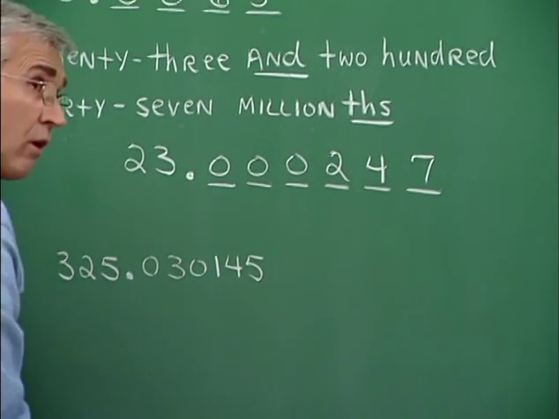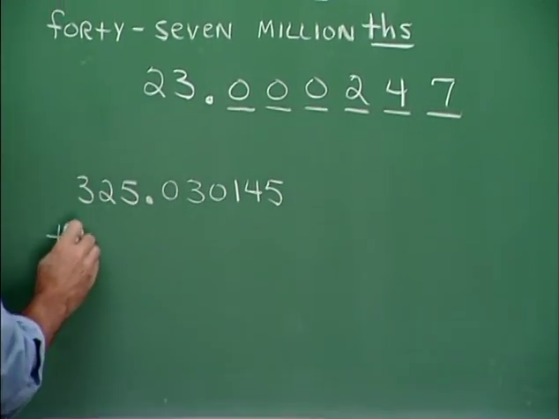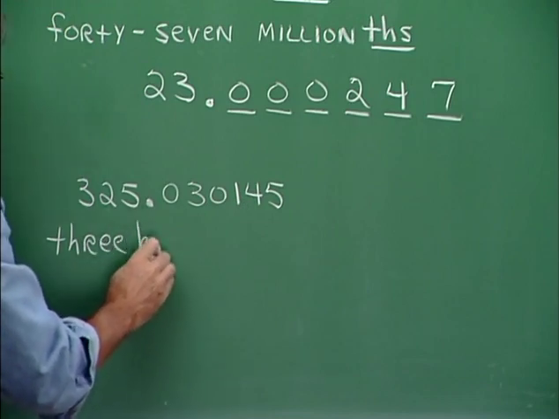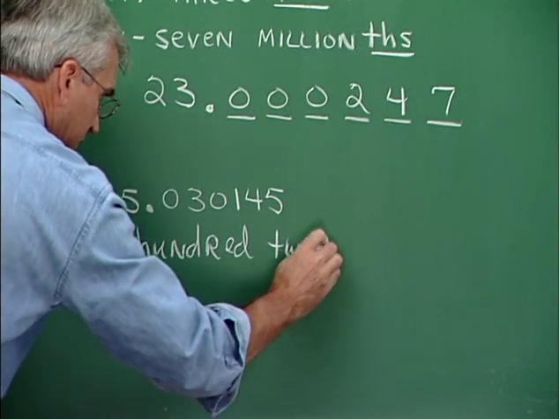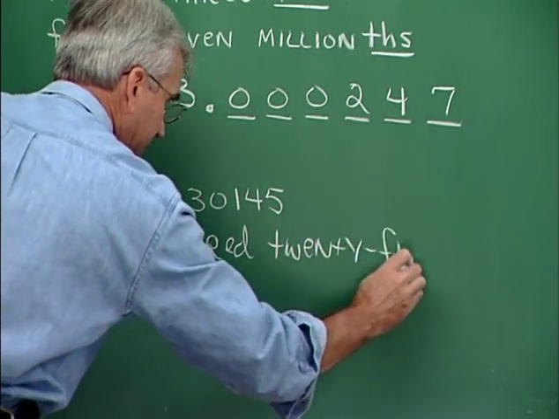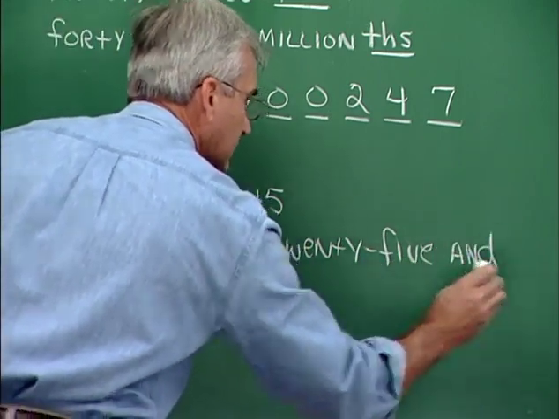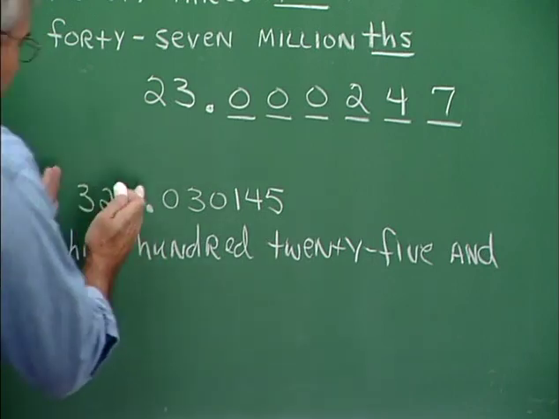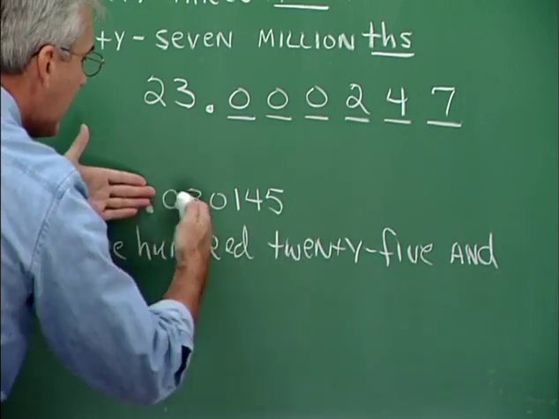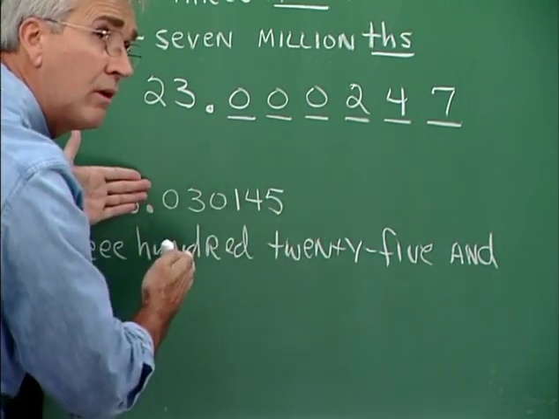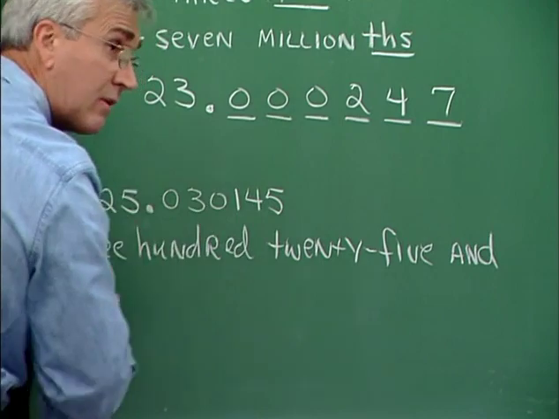Let's describe this in words. We have 325, and for the decimal point, "and." Now, when we jump over to the decimal part, all we do is describe the number that's over here as though it were a whole number. And then we attach the name of the rightmost digit. You see, the name assigned to the rightmost digit.